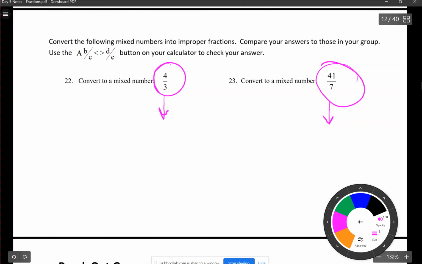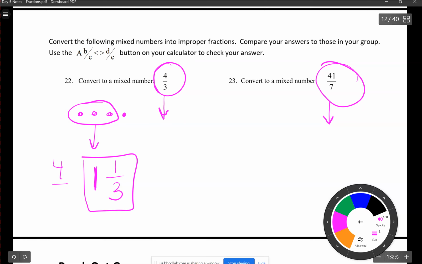Okay, so hopefully for the first one, if you have 4 pieces and it takes 3 to make a whole, you have enough for 1 whole and then 1 out of 3 remaining. So 4/3 should be 1 1/3.